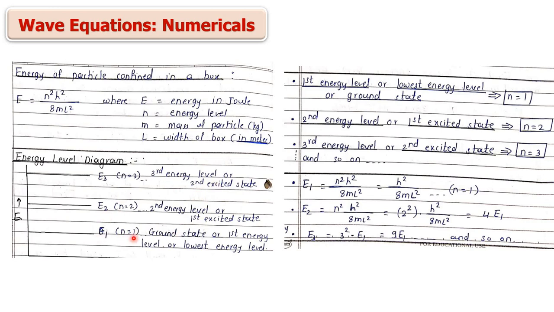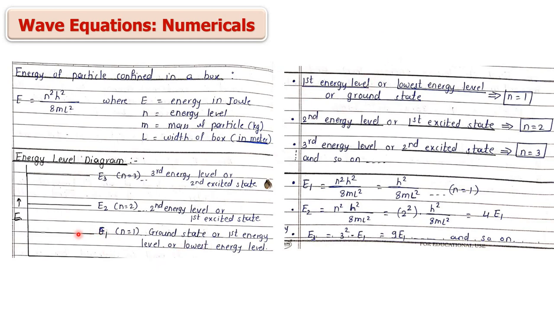Now you have to see this part. This is the energy level diagram. You can see here E1, this is the lowest energy level, or we can say the first energy level. Is it correct? Lowest energy level or first energy level. Then this is the second energy level, this is the third energy level. But just remember, this is also called what? Ground state. So see, this is the first energy level or lowest energy level or ground state. This is what now? Second energy level or first excited state. Tell me now this one. This is the third energy level or second excited state.